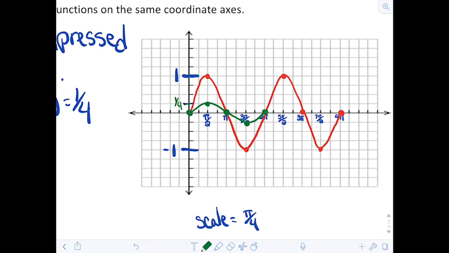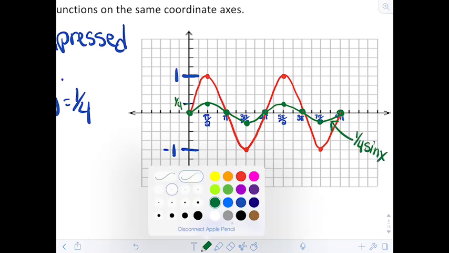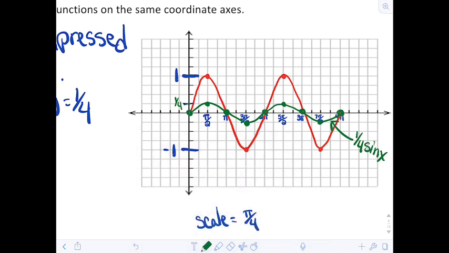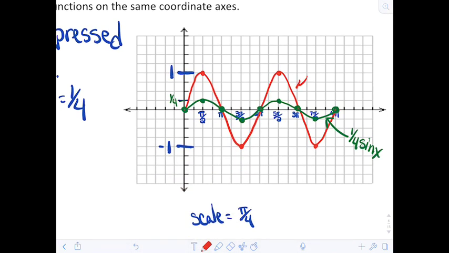Then the second cycle, I start at 0, end at 0, the middle's at 0, right? Amplitude of 1/4 will not affect the x-intercepts. So when it's at 1, it's now at 1/4, and when it was at -1, it's at -1/4. Okay, and there is my 1/4 sine of x and sine of x.